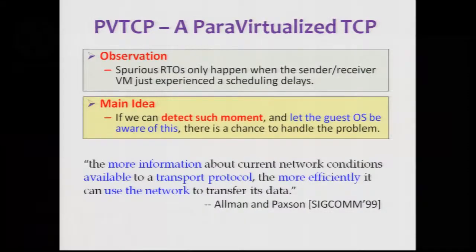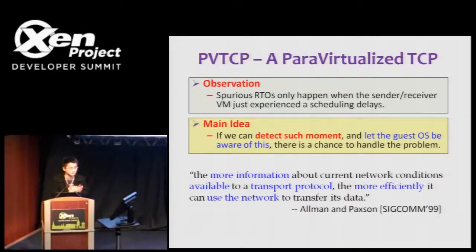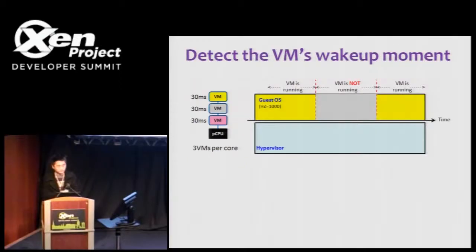So the main idea is that we find suspicious RTOs only happen when the VM just suffers a scheduling delay. So if we can detect such delays, such moments, and we let the guest OS be aware of such delays, we have a chance to handle the problem, right? This idea is partially inspired also by Eifel and Paxson. The more information about the current network we give to the transport layer protocol, the more efficiently it can use the network resource. So how to detect the VM's wake-up moment?